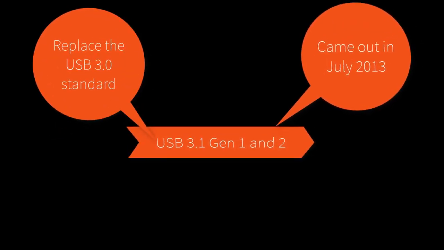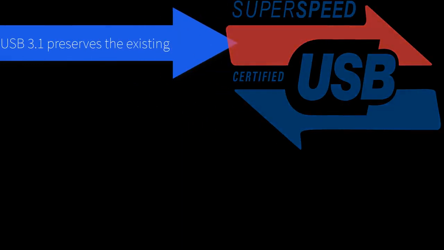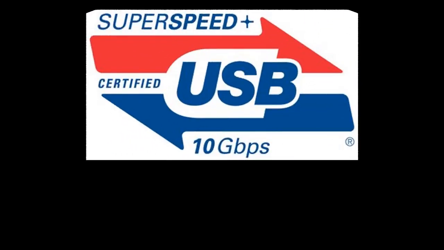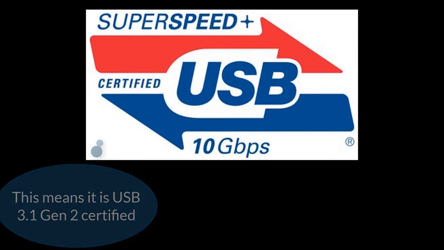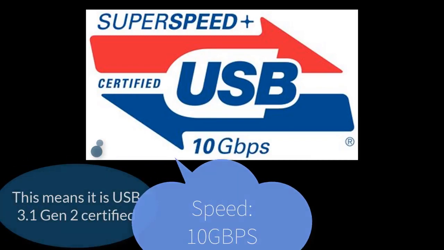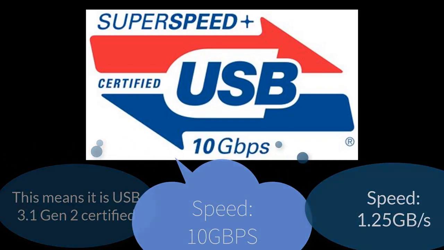USB 3.0 standard. USB 3.1 preserves the existing SuperSpeed USB transfer rate, now called USB 3.1 Gen 1, while bringing a new transfer rate called SuperSpeed USB 10 Gbps, also known as 10 gigabits per second, which is also called USB 3.1 Gen 2, which can transfer at up to 10 gigabits per second, or 1.25 gigabytes per second. So, what's the difference between the three?